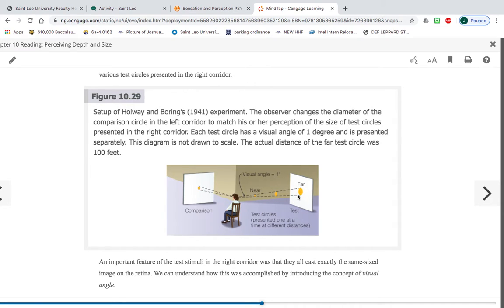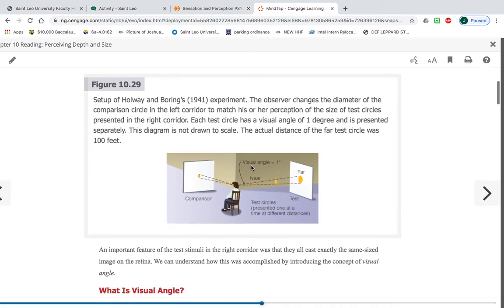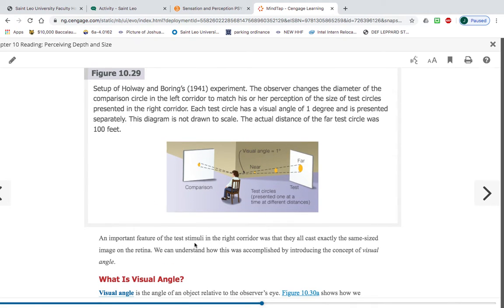Now I want you to understand that under most conditions, we do not just use the visual angle to decide how big something is. We take into account the distance, so bear that in mind. And this is the important feature of the test: they all cast exactly the same size image on the retina.